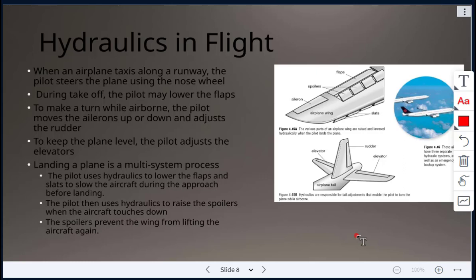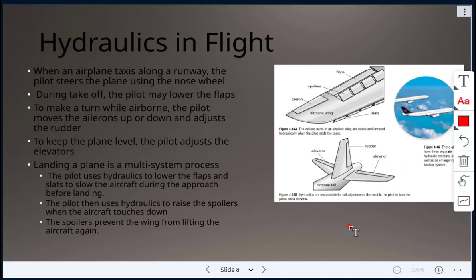Airplanes: when an airplane taxis along a runway, the pilot steers the plane using the nose wheel, and then during takeoff, the pilot may lower the flaps, shown here. And to make a turn while airborne, the pilot moves the ailerons up or down and adjusts the rudder. To keep the plane level, the pilot has to adjust the elevators.